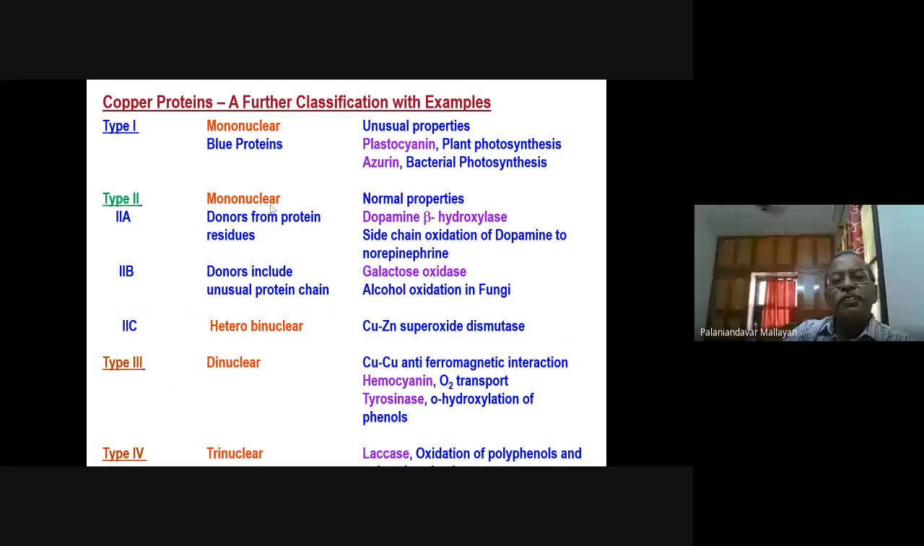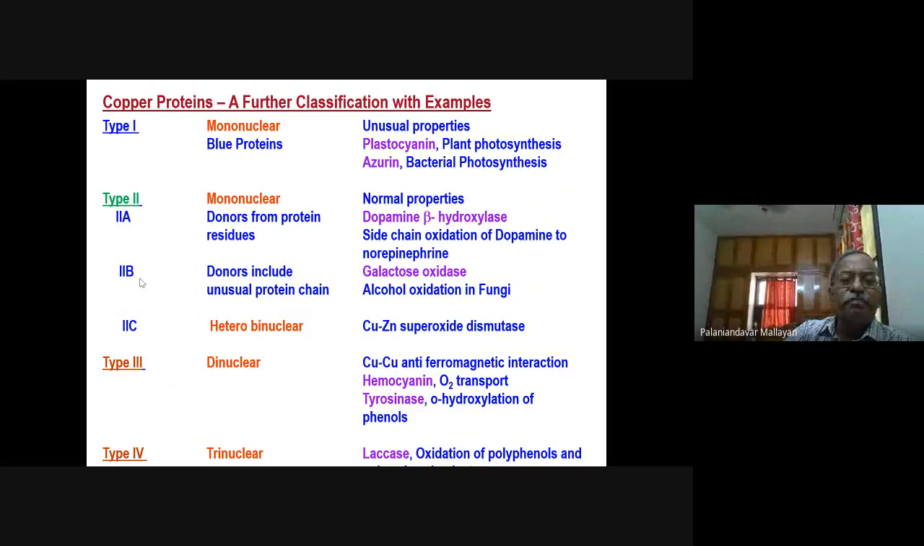They are mononuclear copper centers. So the donor atoms like imidazole are from protein residues, imidazoles. And you have only one water molecule in galactose oxidase. A good example is dopamine beta hydroxylase. In the side chain oxidation of dopamine, the alkyl CH group is oxidized, and hence you have dopamine converted to norepinephrine. This is a very important transformation to maintain the nervous system, right?